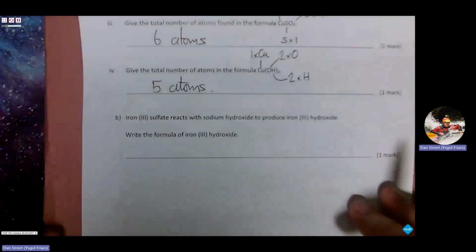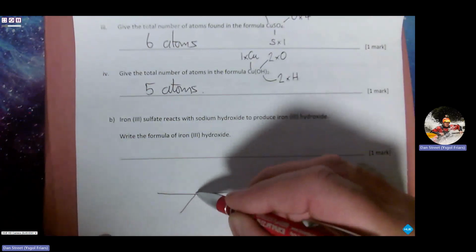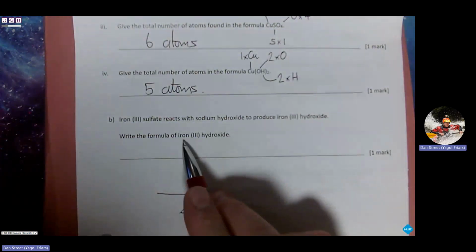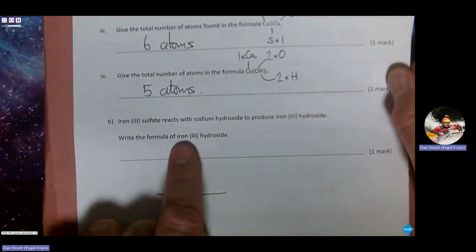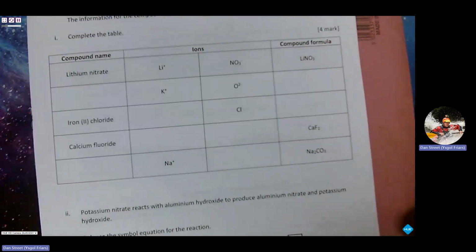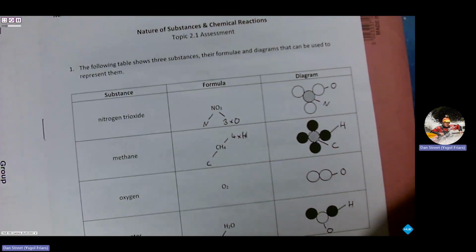And then the final question on this one says iron 3 sulfate reacts with sodium hydroxide to produce iron 3 hydroxide. Write a formula for iron 3 hydroxide. So to do this, we could do worse than to draw our balancing triangle because we've been asked to work out a formula. To find out what the iron is for iron 3 hydroxide, if we turn to the second to back page, there is a table of ions.